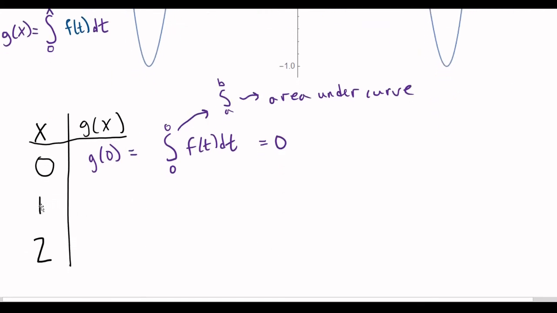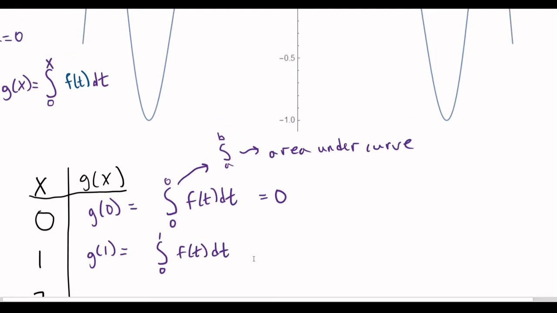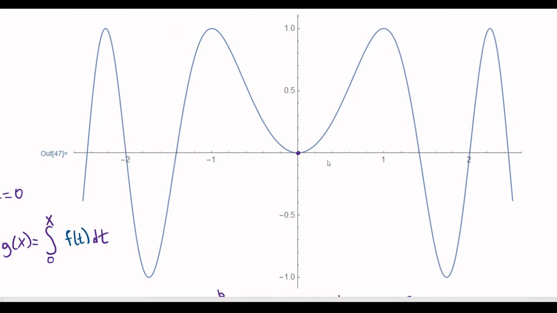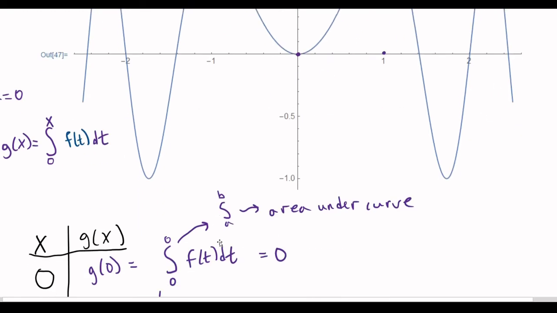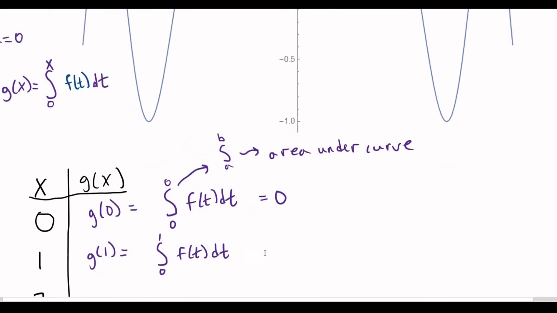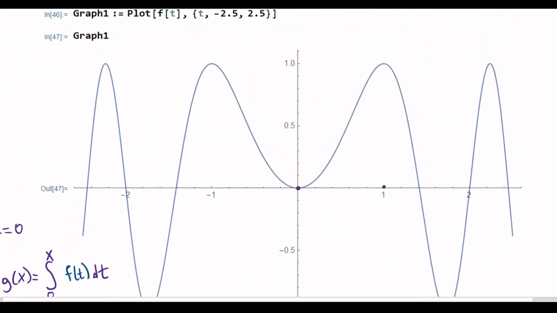Okay, well, let's get to a not silly point. Let's plug in 1. So I want to know, what in the world is g of 1? Well, plug it in: 0 to 1. And let's see what this looks like. So I go back to the picture here. Okay, so here's 1. All right, what do I want? Remember, integral, area under the curve from 0 to 1. So I'm going to try my best to draw a nice vertical line here. Nailed it. And then I want all this area.